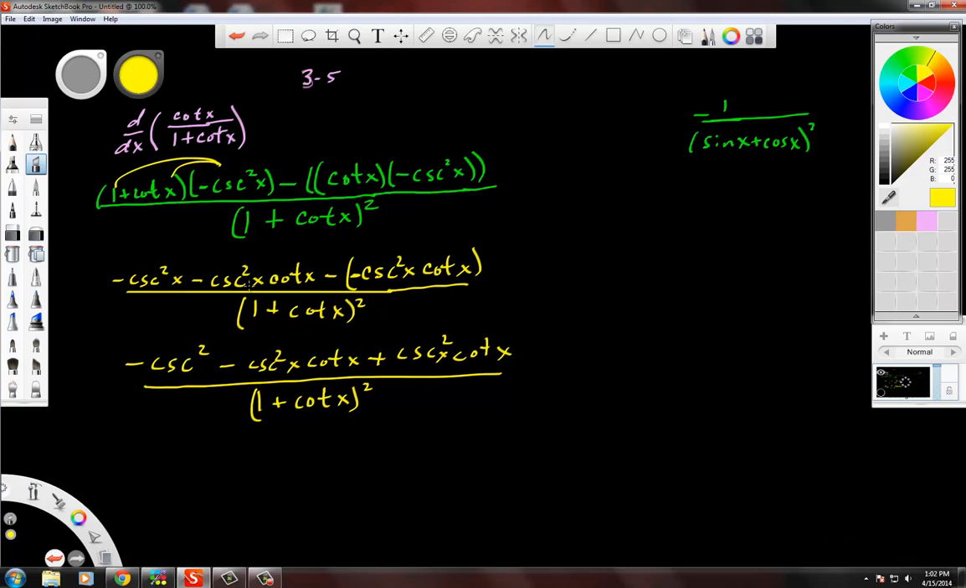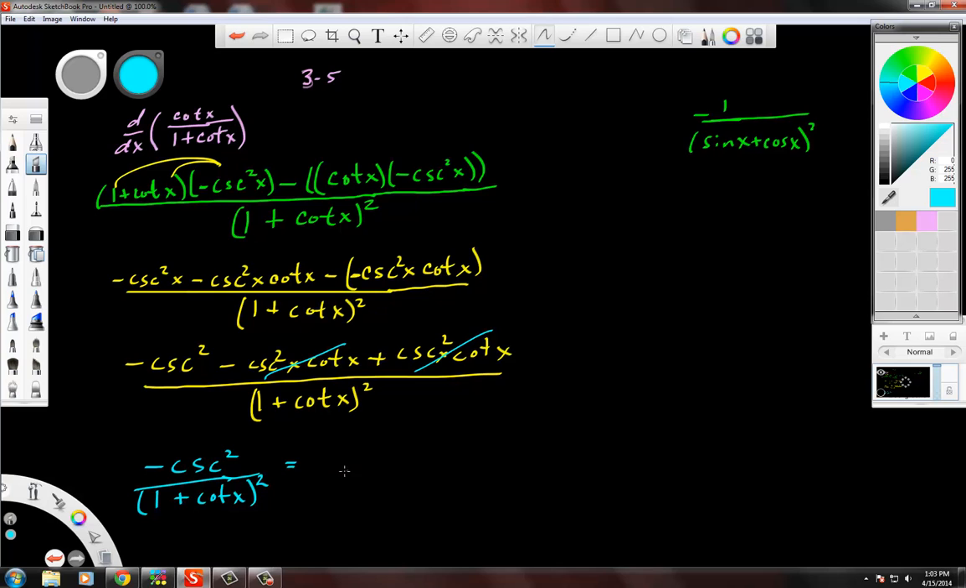All right, so on the next step, these two things are going to cancel each other. I mean, look at it. It's minus a whole bunch of stuff and plus the same whole bunch of stuff. Those whole terms are going to cancel each other, leaving me with negative cosecant squared over 1 plus cotangent of x, quantity squared. Now, from here, the way I did this may not be the best way, but it works.